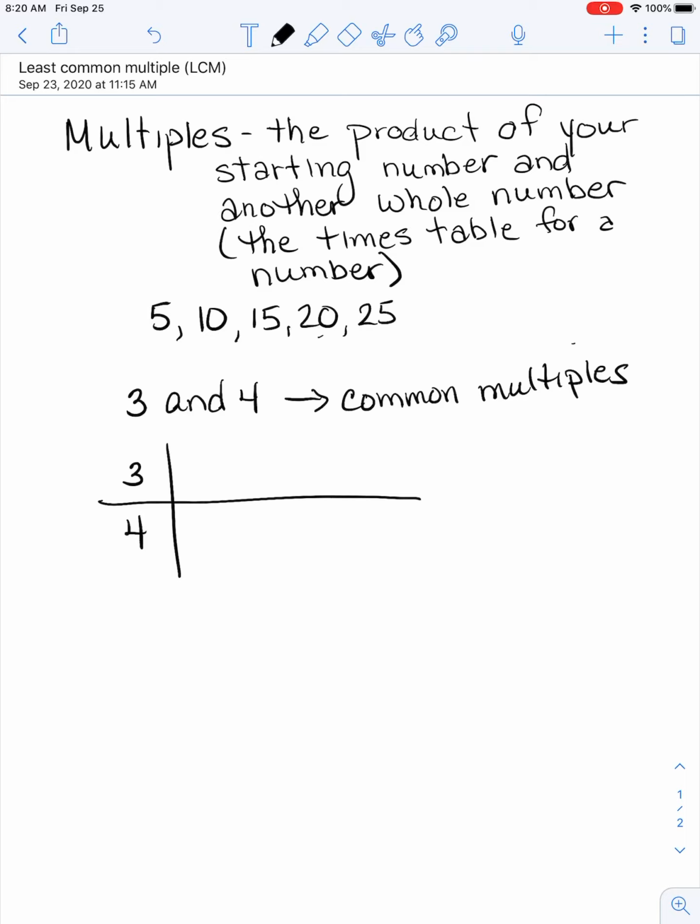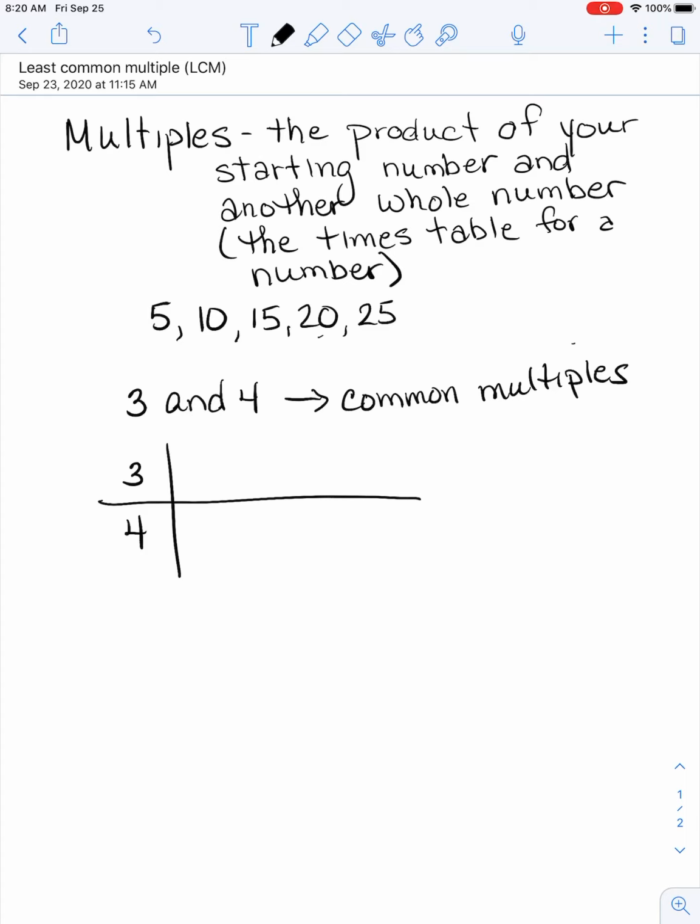Now, unlike common factors, we're not going to find the greatest common multiple because there is no greatest common multiple. Remember, every time I give you a high multiple of 3, you can add another 3 and give me another one. So there are an infinite number of multiples for each number. There are actually an infinite number of common multiples for every 2 numbers. But we want the lowest one. We want the least common multiple.